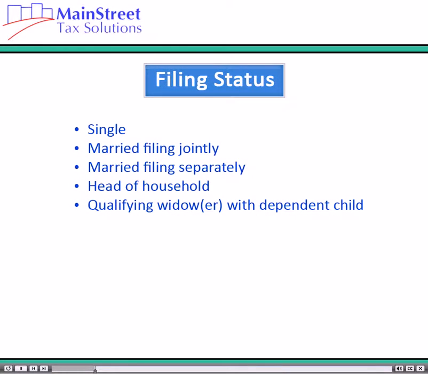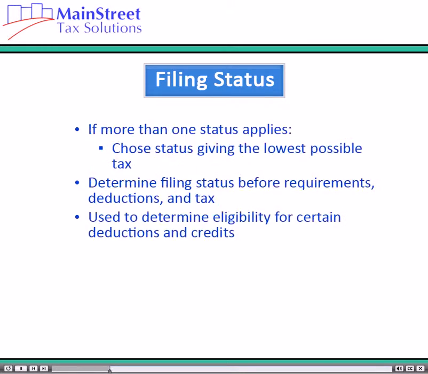There are 5 filing statuses. These are single, married filing jointly, married filing separately, head of household, and qualifying widow or widower with a dependent child. If more than one filing status applies to the taxpayer, choose the one that gives the taxpayer the lowest tax. You must determine the filing status before you can determine your filing requirements, standard deductions, and correct tax. The filing status is also used to determine whether the taxpayer is eligible to claim certain deductions and credits.